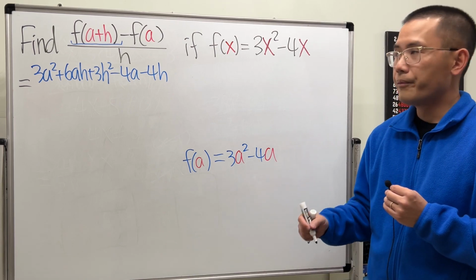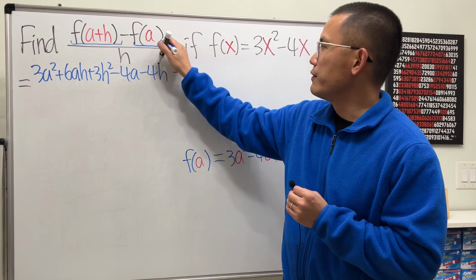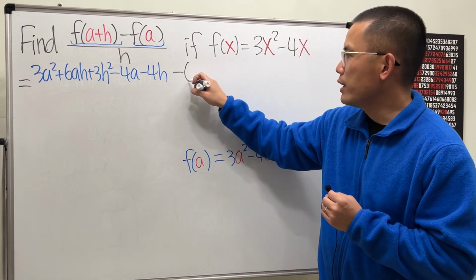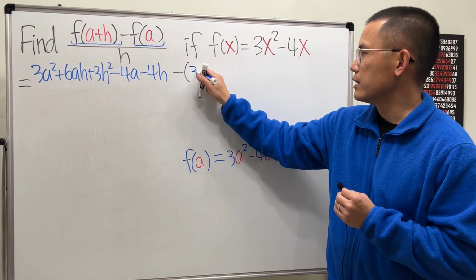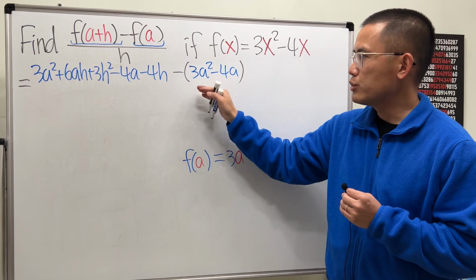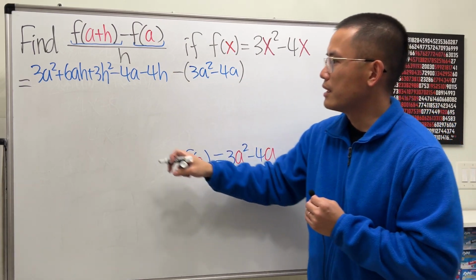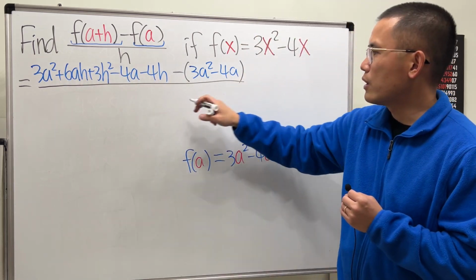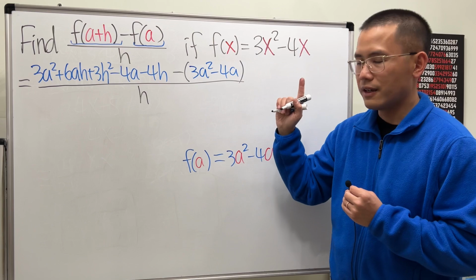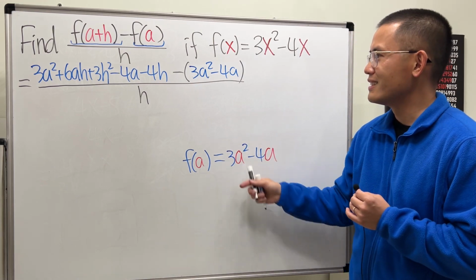But here's the thing though. We are going to subtract this part, which is the f of a, but it has 2 terms. So make sure you put parentheses around it and then enter the 3a squared minus 4a. Make sure you have the parentheses because later on we will have to distribute the negative. And then this is all over h. Again, this right here is a common mistake. If you don't have it, it's going to be wrong later on.